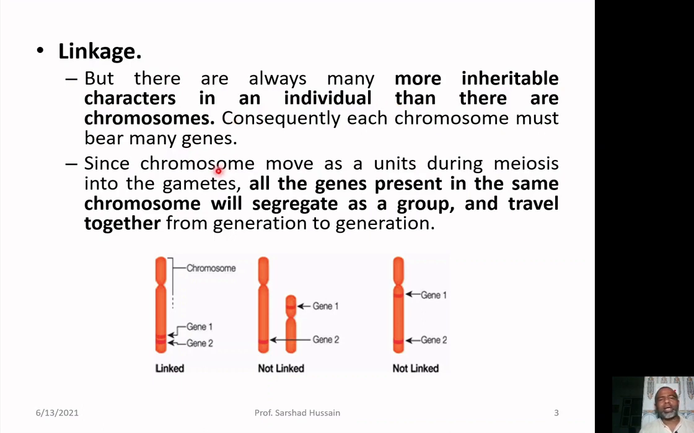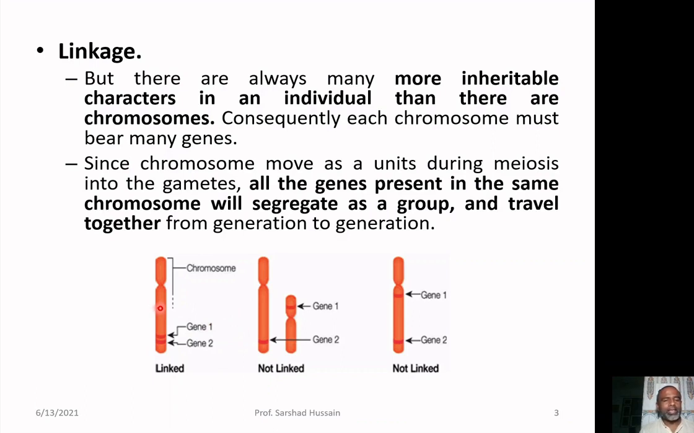So, it means we cannot say that one chromosome is holding one gene. On a chromosome you may have two genes, more than two genes, so many genes, because the number of genes is always more than the number of chromosomes in an individual. Independent assortment is possible only when both genes are located on different chromosomes, but when both genes are present on the same chromosome, they will go together.